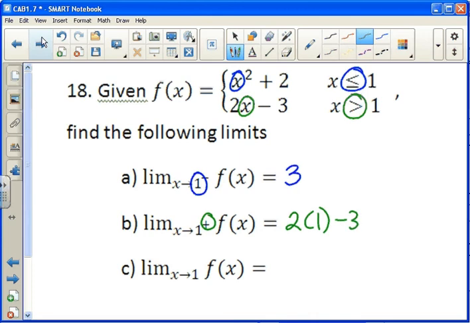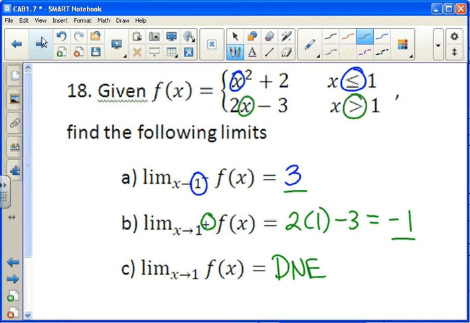Now c asks for the regular limit, meaning we have to consider both sides. Well, considering the fact that we got 3 from the left and negative 1 from the right, that means that they do not meet, so this means the limit does not exist. Excuse me, not the function, the limit at that point does not exist, because you have to be approaching the same thing from both sides in order for the regular limit to exist.